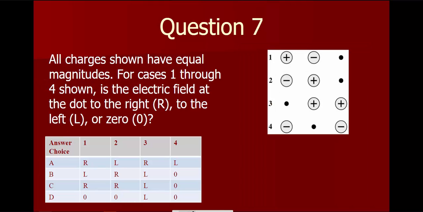So all charges, oh yeah, this is a confusing question. All charges have equal magnitudes, in cases 1 through 4, as shown. Is the electric field on the dot to the left, right, or 0? So these are your answer choices, A, B, C, D. These are the problems. So what you have to do is you look at problem 1, and you'll tell me, is the electric field here to the left, right, or 0?